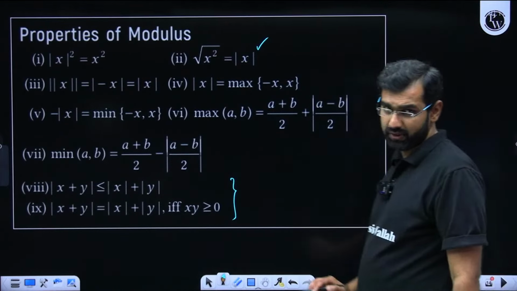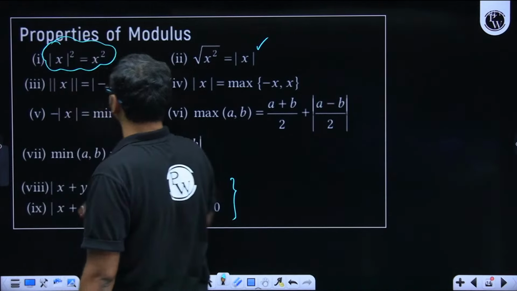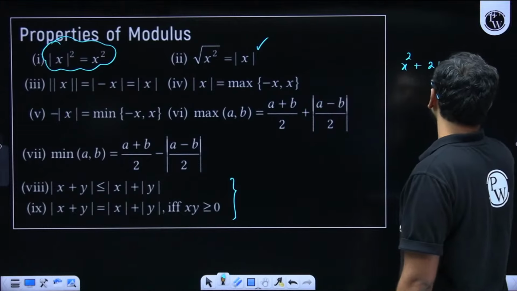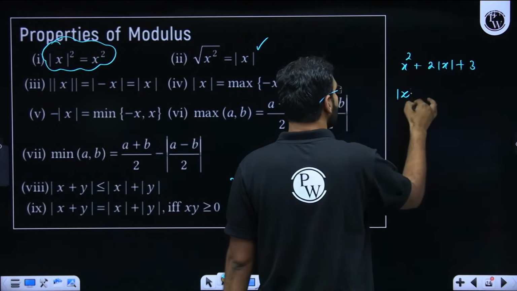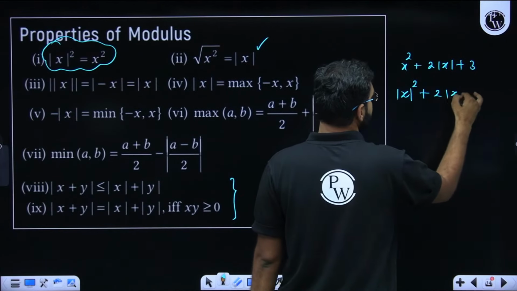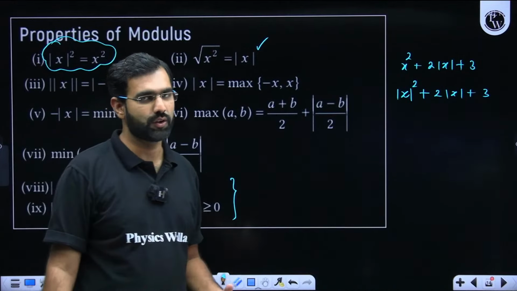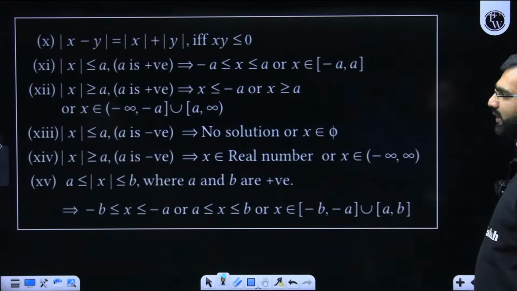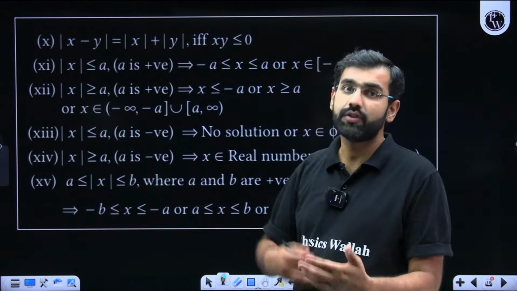But sometimes in quadratic equations, they ask you questions where the expression is, let's say, x square plus 2 times mod x plus 3. Of course you can write x square as mod of x square, so that this entire equation becomes an equation in mod x and you can solve it. I hope you are getting it very clearly. Now, these are some really crucial results which you can keep at your fingertips, because you need them a lot.